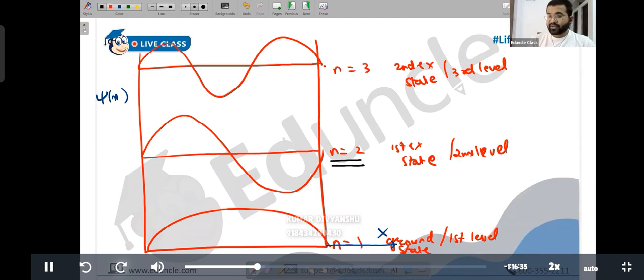So basically, at n equals 2, if they ask you how many nodes there are, many students might tell me there are 3 nodes. But no, there are not 3 nodes. People, we don't include the extreme points. There is only one node here. Okay, so write it very clearly.